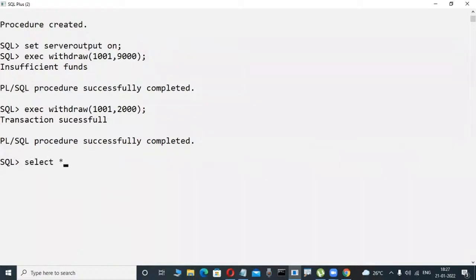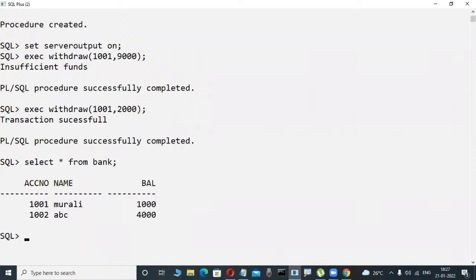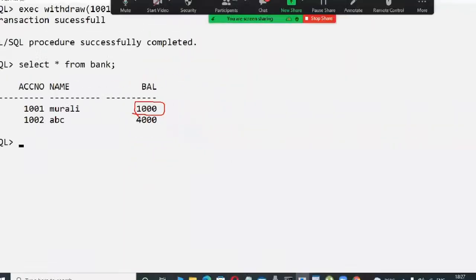In my bank table I try to observe it. So now here, yes, the bank table is there. Now check it out. Maybe in a previous case 3,000 is there, and for example I try to withdraw 2,000 rupees. Then automatically the remaining balance, 1,000 rupees, is there or not? How is it possible?